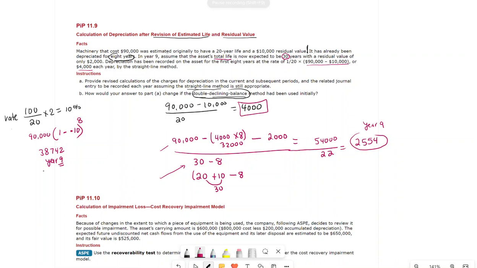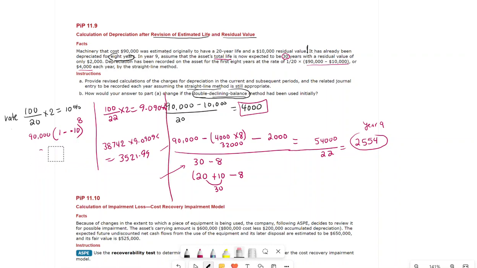And then what do I multiply by to get my depreciation expense for year 9? It's 100% divided by the useful life, multiplied by 2, so you will depreciate at 9.0909%. So 38,742 multiplied by 9.0909%, and whatever that number is will be your depreciation for that year. That will be 3,521.99. So if they were using the double declining method, this will be their calculation.